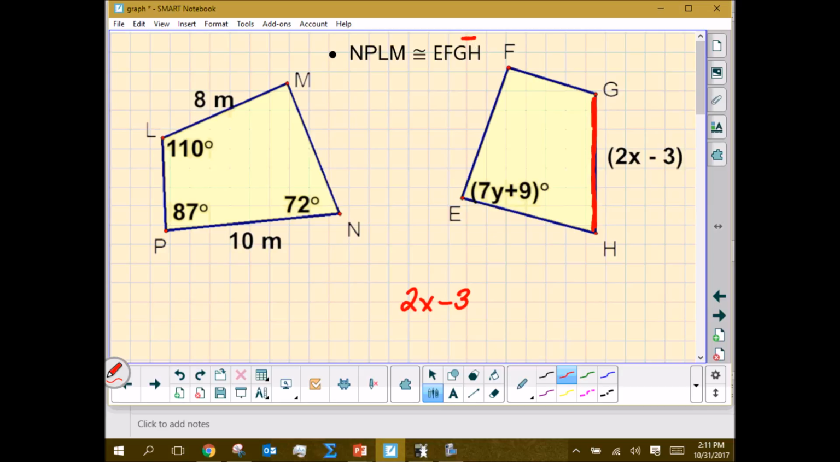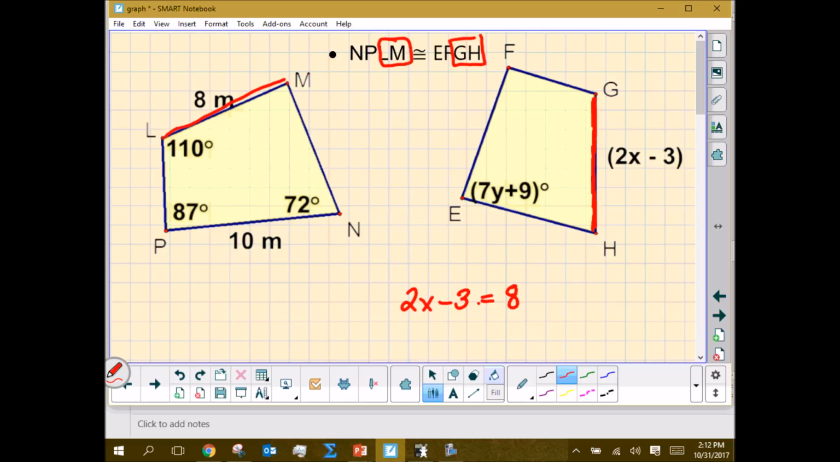Well, this is the way you do it. Look at GH, the last two points there, to create that name. When I look at this name over here, what two points should I be looking at? L and M. That tells us that GH and LM are corresponding parts. If they came from congruent polygons, then those corresponding parts are congruent. So GH has to be congruent to LM, and LM over here is 8. So you see the equation I can make to solve for X? 2x minus 3 equals 8.